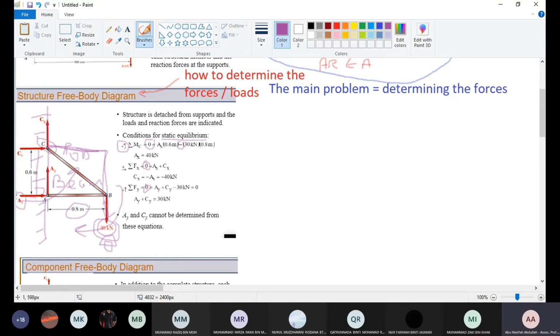Any other moment? CX, CY acting on C. Okay, no issue. AX acting direct on C. No issue. So you only have AX and the 30 kilonewton acting on C. AY is direct to C, so no moment. So we have this. So we solve the equation. We got AX is 40 kilonewton. So AX here is 40.